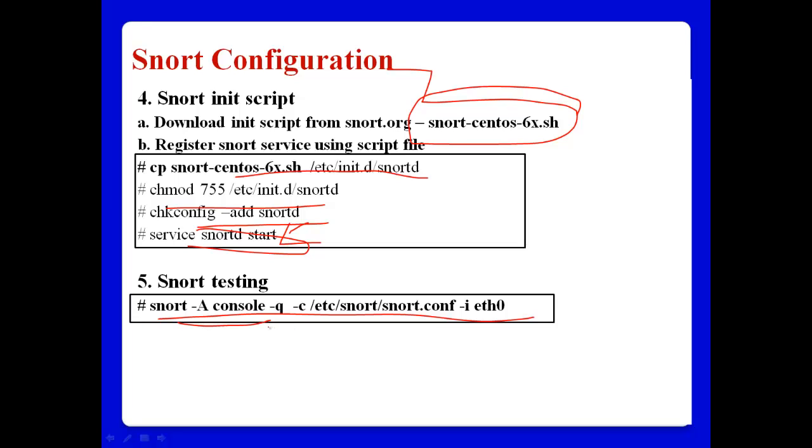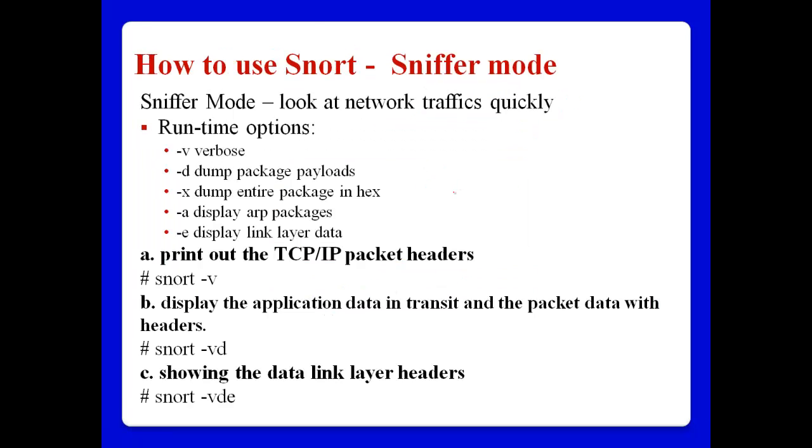Console -c, where c means the configuration file, and the interface. Then Snort will show the log on our console interface. How to use Snort? Snort has three kinds of modes.